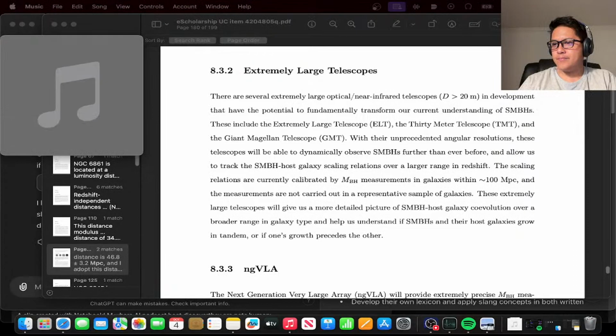Wait, a planet-sized telescope? That sounds like something straight out of Star Trek. It does, doesn't it? But the craziest part is what it's designed to do. Capture images of black hole shadows. Hold on, I thought black holes were, well, black, invisible. How can you take a picture of something that doesn't emit light?